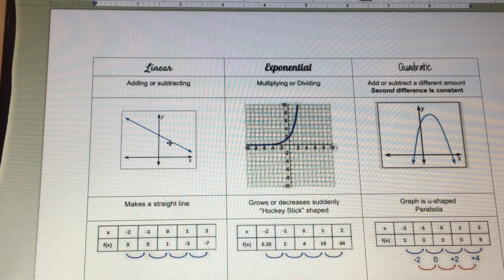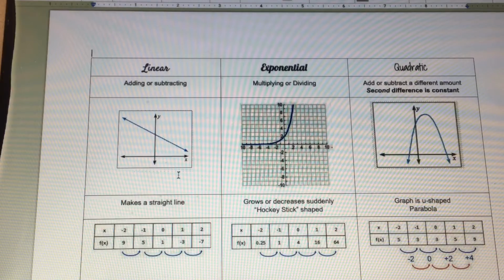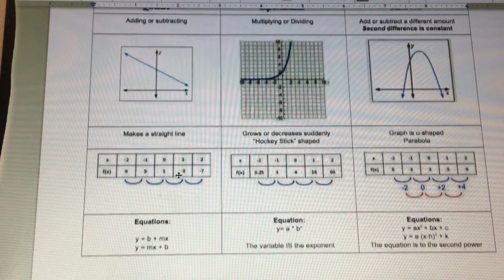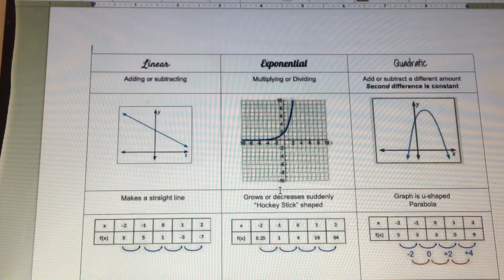When we think about the second type of function that we learned about, exponential expressions, exponentials are the type that multiply or divide by the same thing each time, and it makes this kind of hockey stick shaped graph.